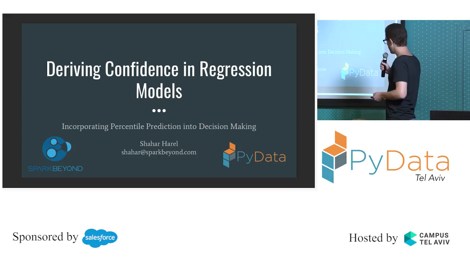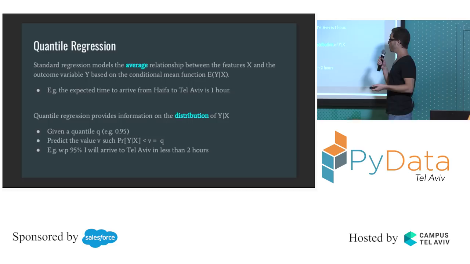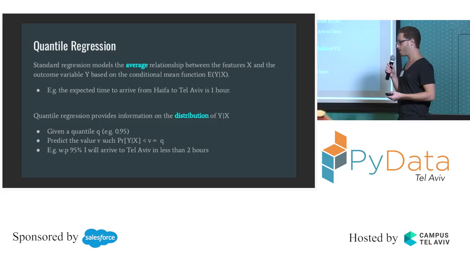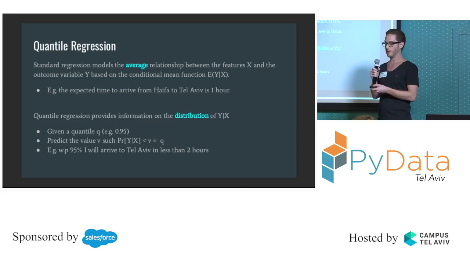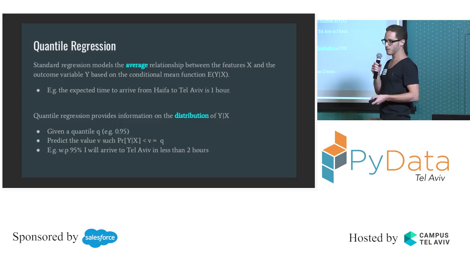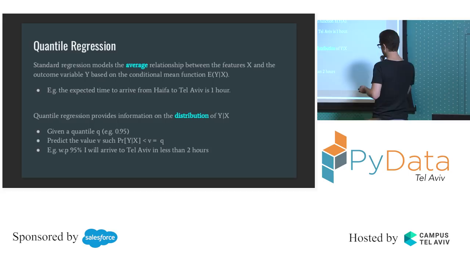So to start, let's just recap what we usually do in regression models and what quantile regression is. Usually in a regression model, we model the average relationship between a set of features X and an outcome variable Y based on the conditional mean function. For example, you can think about trying to estimate the arrival time from Haifa to Tel Aviv based on some data set of observations, and your model will come to a prediction of 1 hour. While this approximation might sound reasonable for the mean function, if I planned my travel to Tel Aviv today according to this prediction, there is a significant probability I would be late.